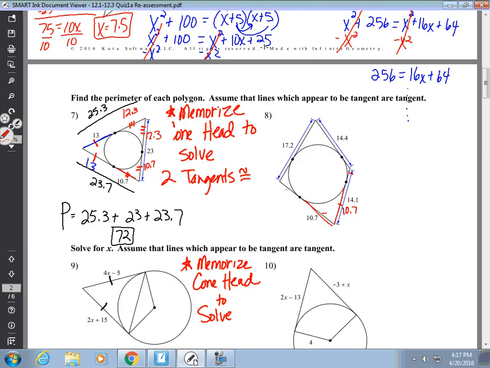Oops, the 14.1 minus the 10.7. That's what you do. We do have to find that. So go ahead, see if you can get that piece. And then we use that to find the other pieces, yeah. What's this?